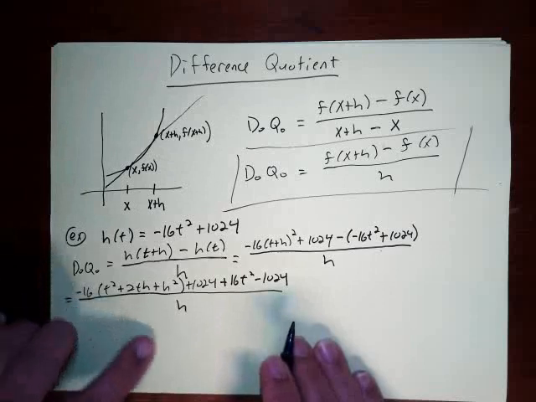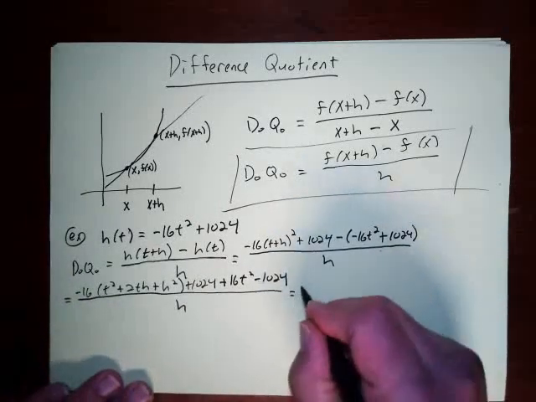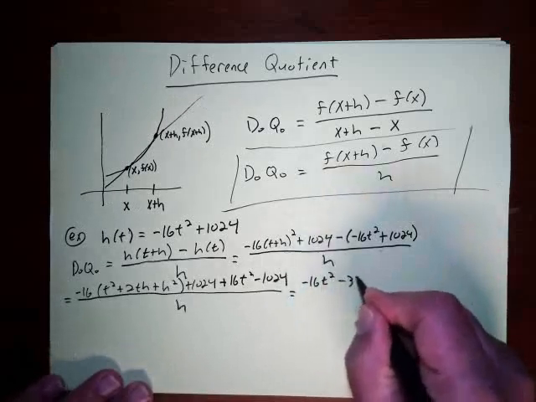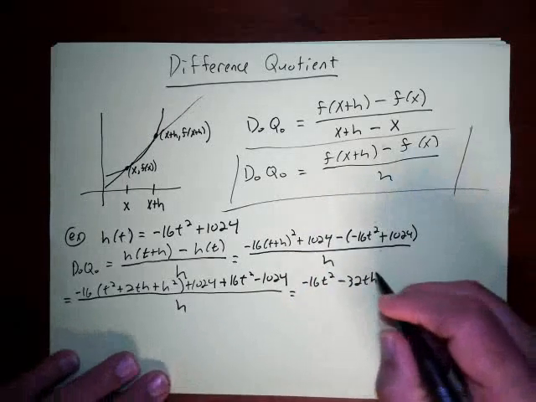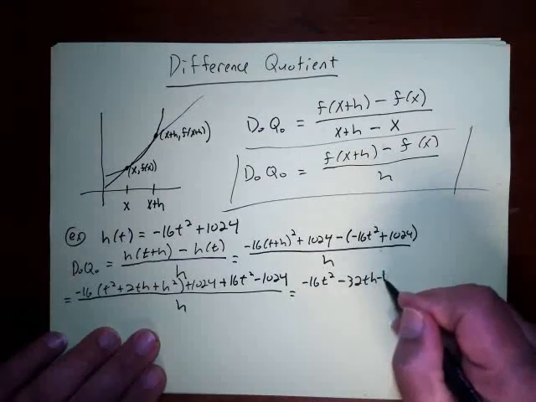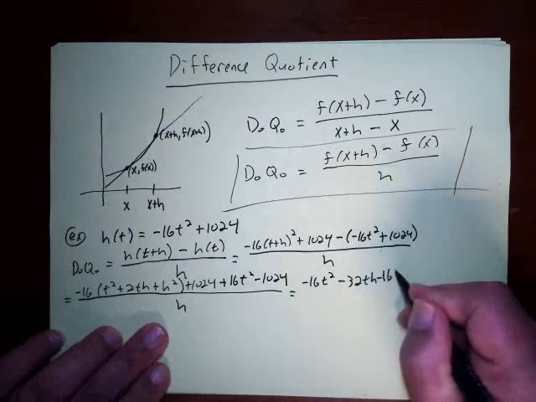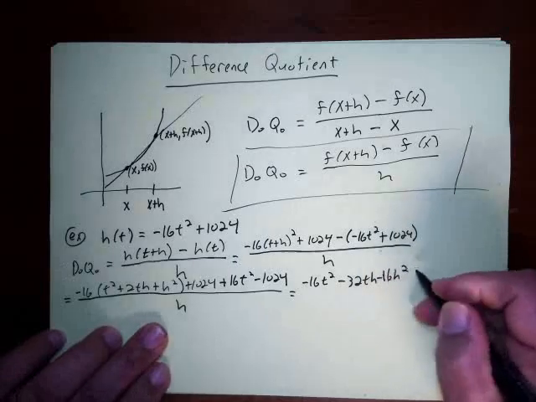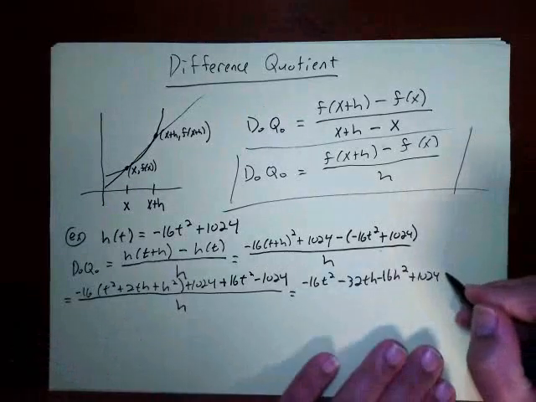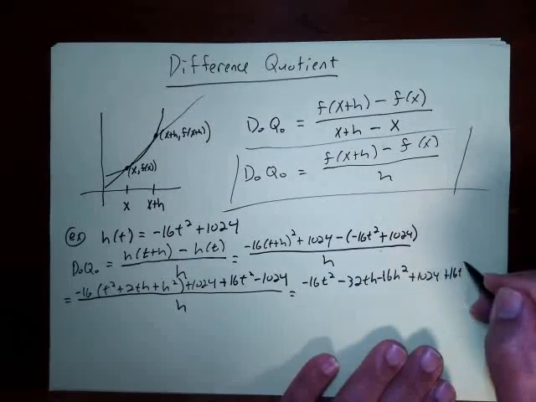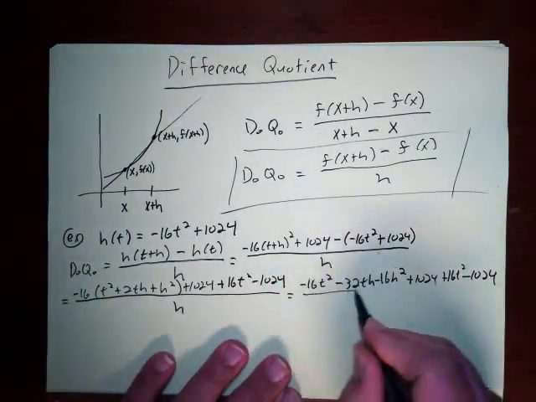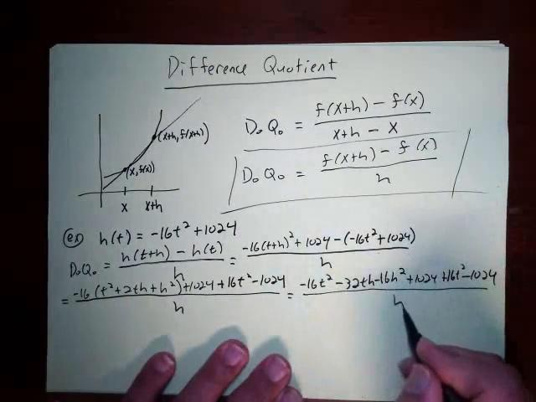Okay, so now I can distribute that negative 16. So I'm going to do that now. Negative 16 t squared minus 32th minus 16h squared plus 1024 plus 16 t squared minus 1024, and all of this is divided by h.